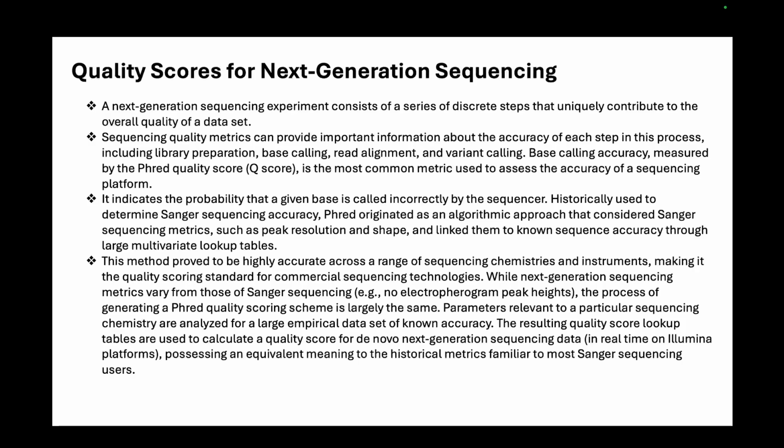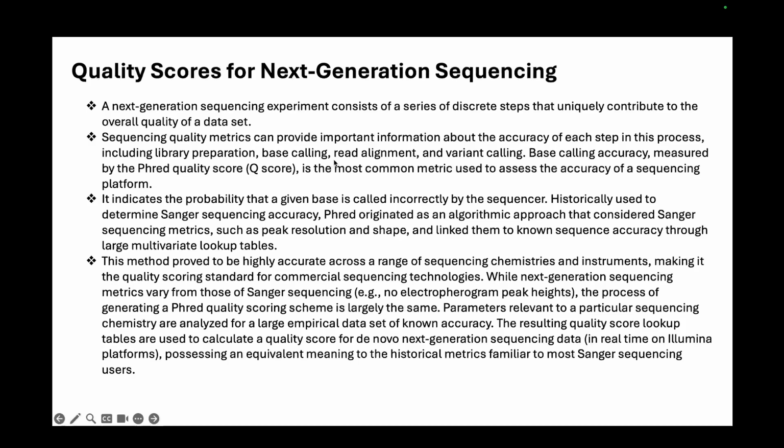So the base caller does that, but it is not error free, as you can imagine. There will always be error associated with this type of technology. There will be errors at certain positions, but how do you quantify that? Using something called a quality score, or a Phred quality score.